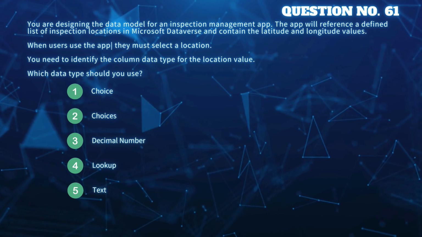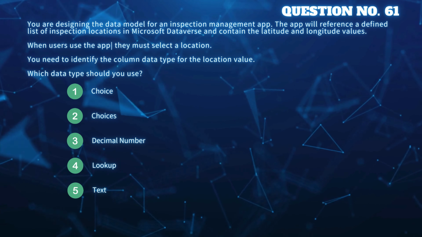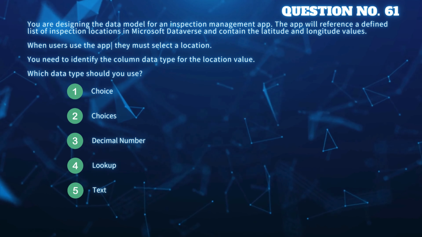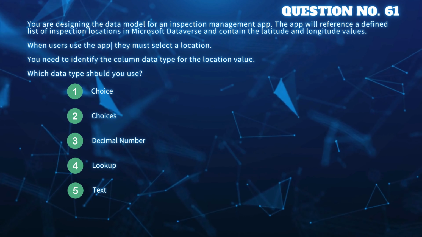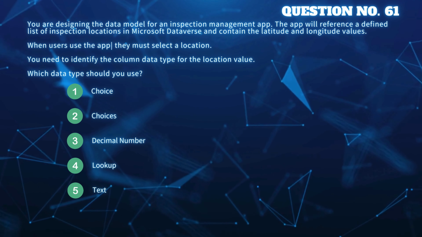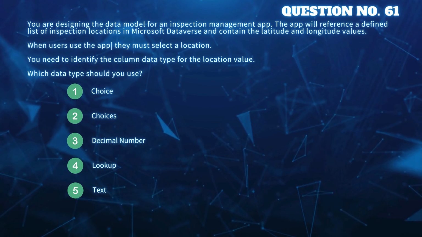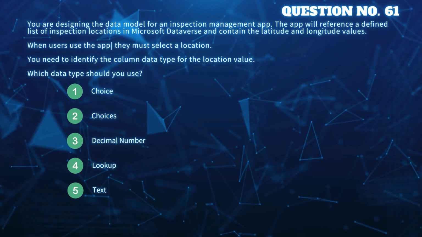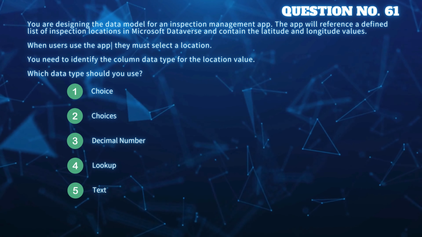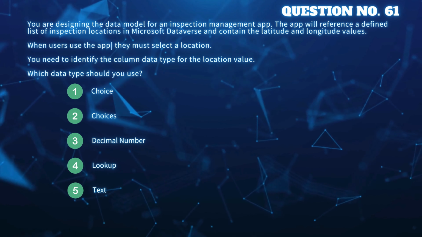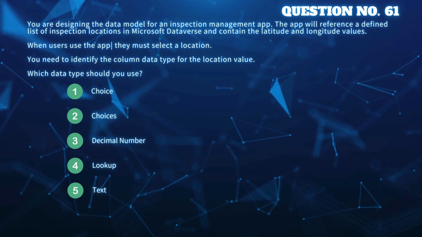You are designing the data model for an inspection management app. The app will reference a defined list of inspection locations in Microsoft Dataverse and contain the latitude and longitude values. When users use the app, they must select a location. You need to identify the column data type for the location value. Which data type should you use?